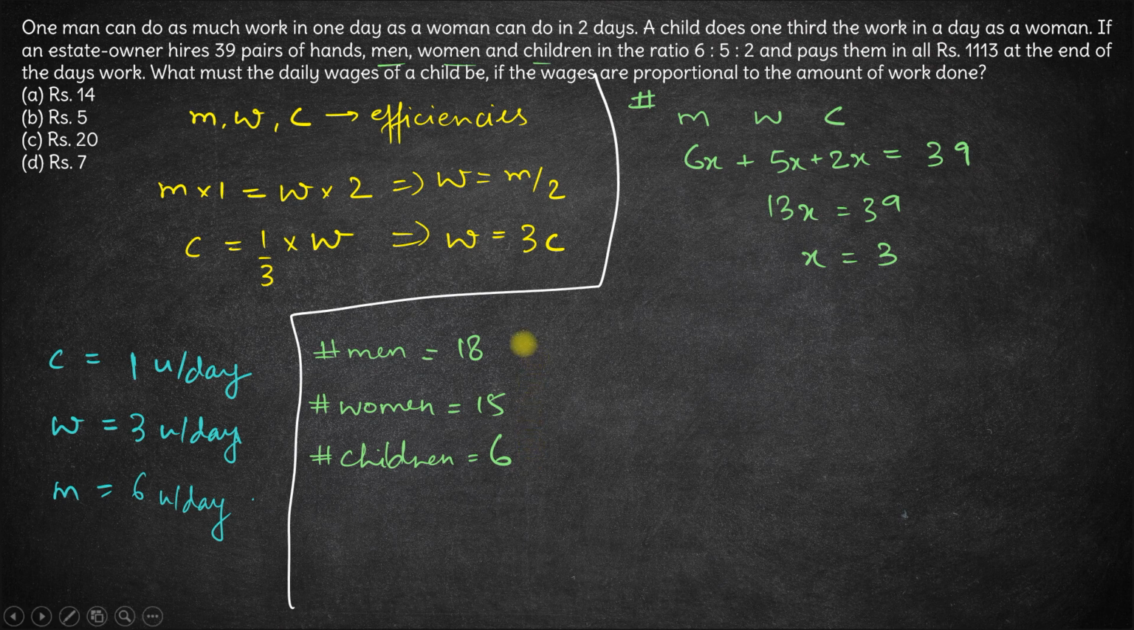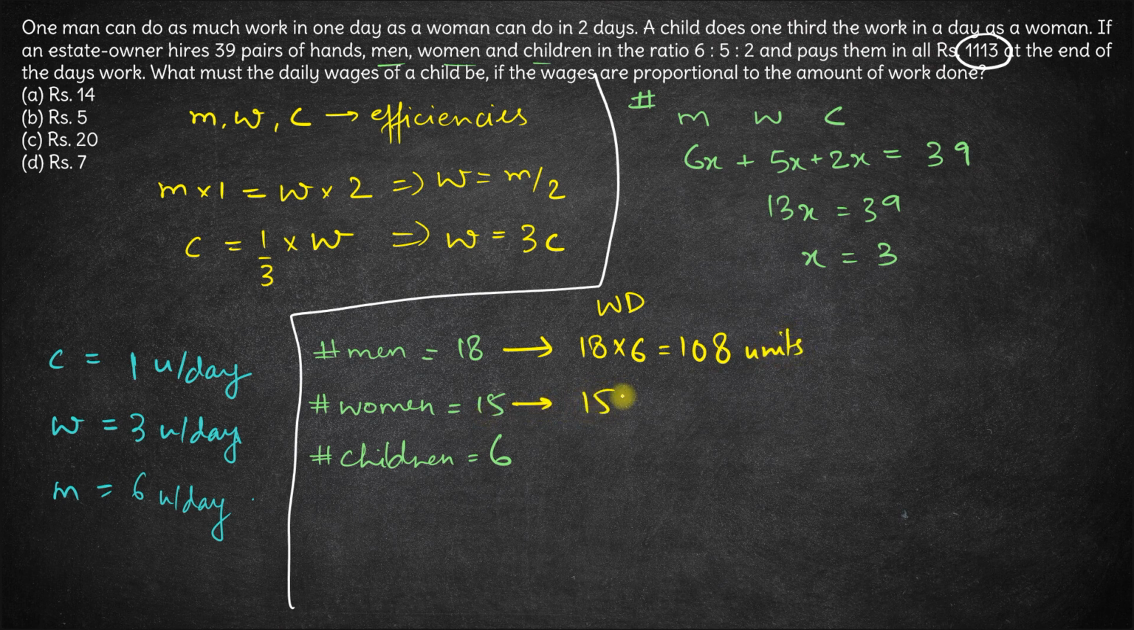Okay. Now next is, in all he pays them 1113 rupees at the end of the day's work. What must be the daily wage of a child if the wages are proportional to the amount of work done? So to calculate the payment, we first need to figure out what is the work done. If there are 18 men and each man can do 6 units per day, so work done by 18 men will be 18 into 6, which is 108 units. So this is the total work done by men in 1 day.